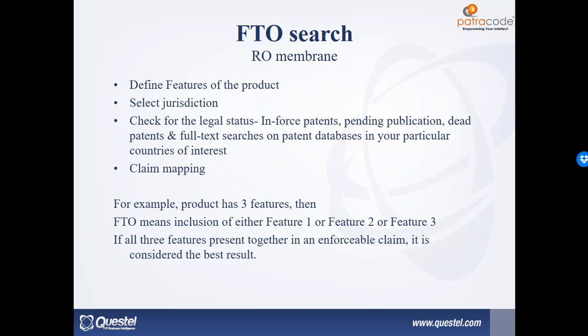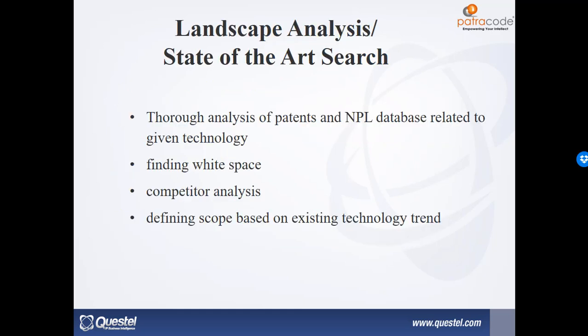Now, what is the unique feature in FTO is that, let us say we have 3 features in a product. So when we do an FTO, we include any application which is having either feature 1 or feature 2 or feature 3 or a combination of any 2 or any 3 as well. And if all the 3 features are present together in an enforceable claim, then it is considered the best result.